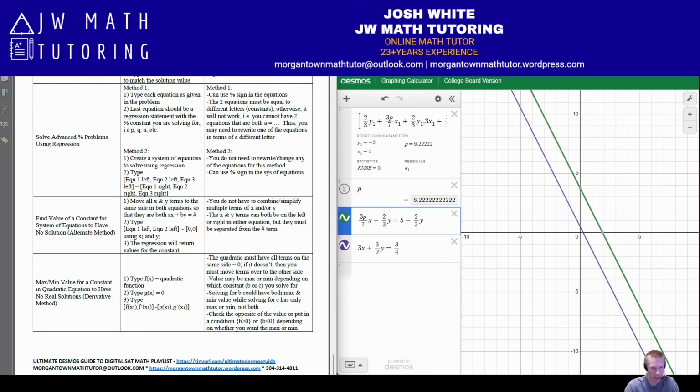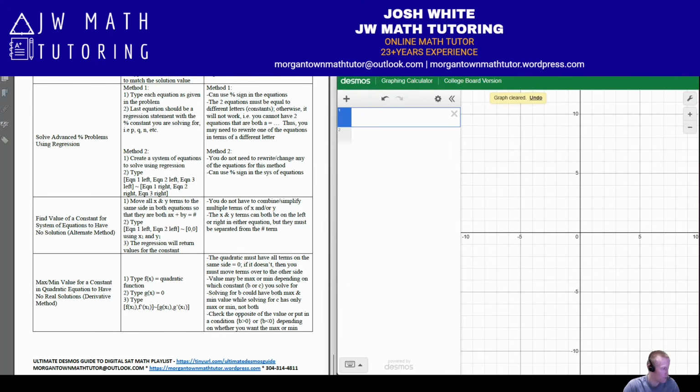Typically it's going to have a positive value as the max and a negative value as the minimum. However, for c, there's usually only going to be one value, and it's either going to be a maximum or minimum. There's not going to be two different answers. And the way you can check for this, specifically if you're trying to find the value of b, is just to put in a condition in the regression statement. Set it greater than 0 or less than 0, depending on whether you want the maximum or minimum value. All right, so let's take a look at some example problems now.